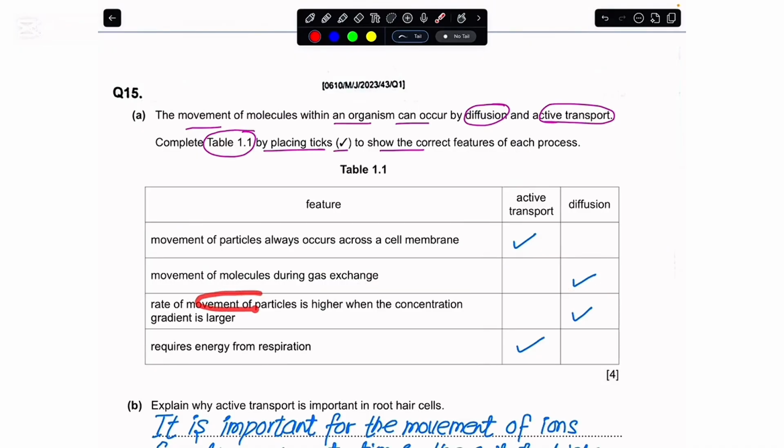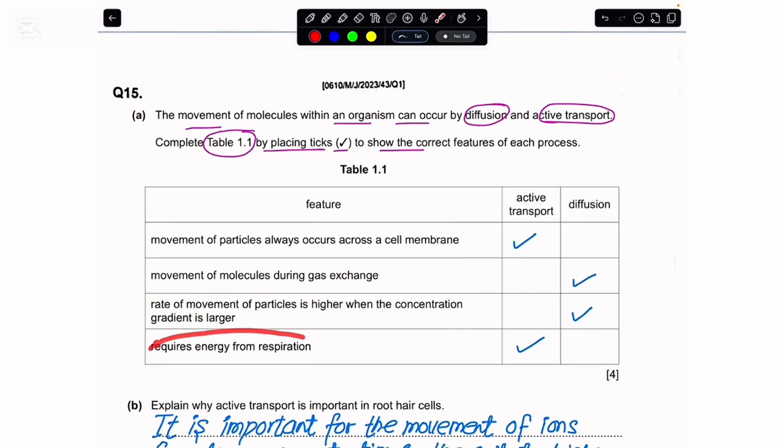And they say rate of the movement of the particle is higher when the concentration gradient is larger. We know that the active transport moves the molecules against the concentration gradient. So the steepness of the gradient would account for the diffusion process. So we need to put a tick here.